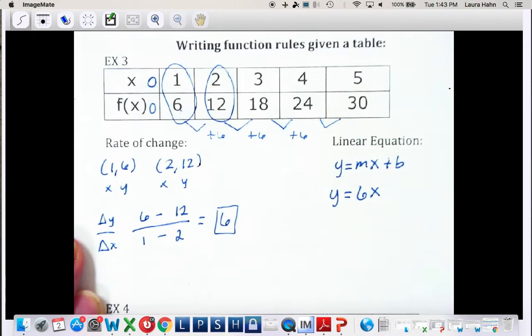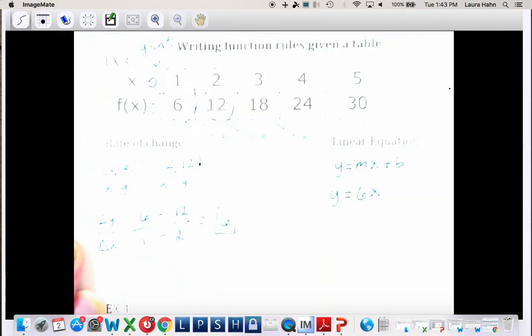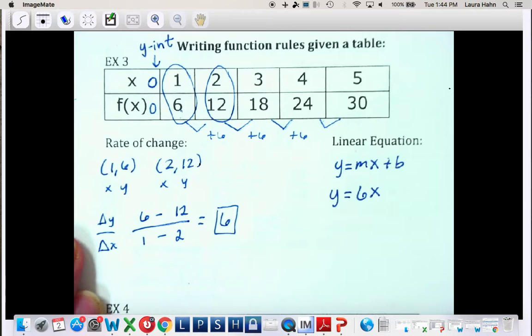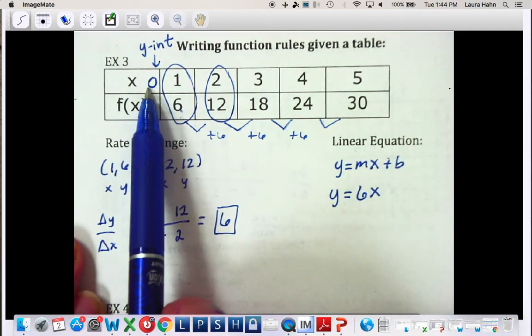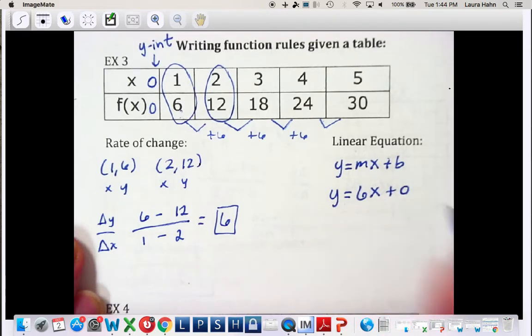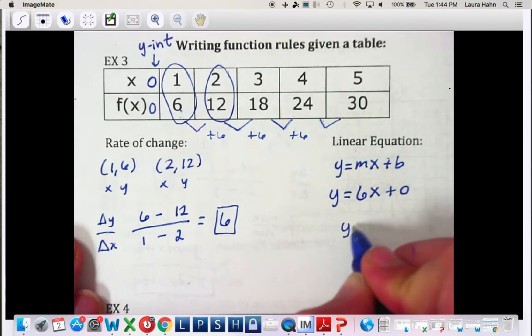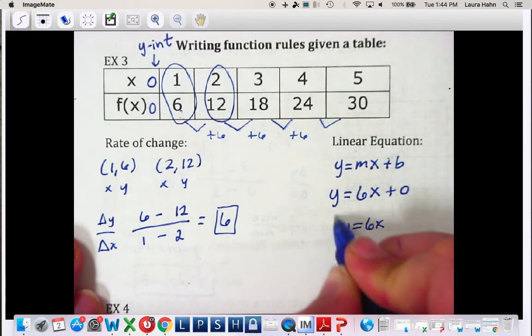I want you to fill that in on your chart, and I want you to label it as your y-intercept. So when x is 0, my y is 0, so plus 0. Okay, you'll never see your answer written that way because a plus 0 is unnecessary, so you'll only see it written as y equals 6x.